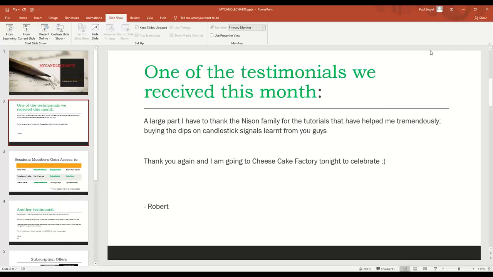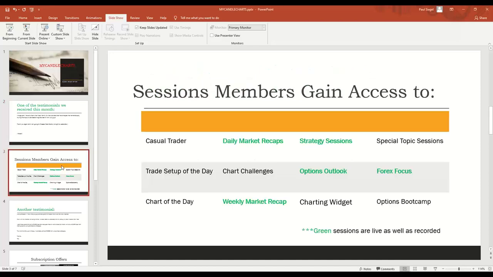Oh, Boz, very nice. Boz says, looks good there. So this is one of the testimonials I just received. I believe it was about the middle of last week, and it's one of my favorites. It's from Robert. Robert's been a great member, recently joined up. A large part, I have to thank the Nison family for tutorials that have helped him tremendously, buying the dips on candlestick signals that he learned from our team. Thank you again. He's going to Cheesecake Factory to celebrate. I thought that was great. He's relatively new into utilizing our site.